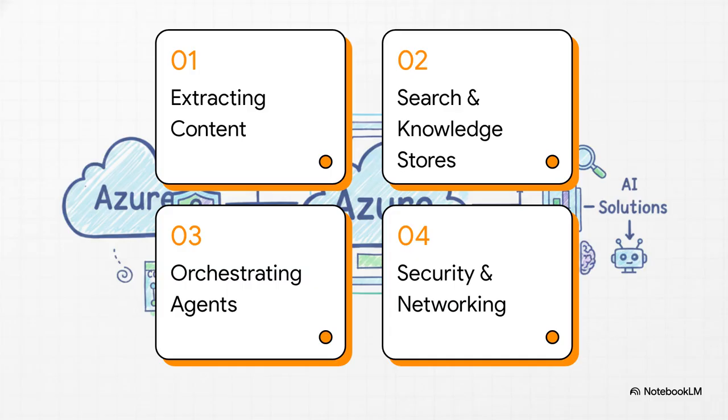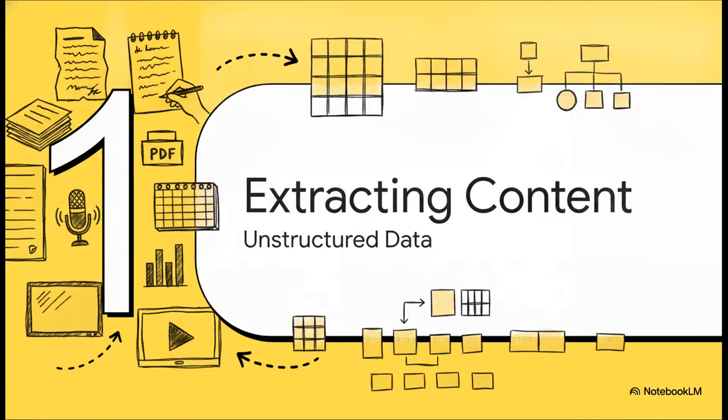We're building our blueprint across 4 layers today. First, extracting content. Second, search and knowledge stores. Third, orchestrating agents. And finally, security and networking. Let's kick things off with layer 1, extracting content. This is all about turning messy, unstructured data into nice, clean schemas.